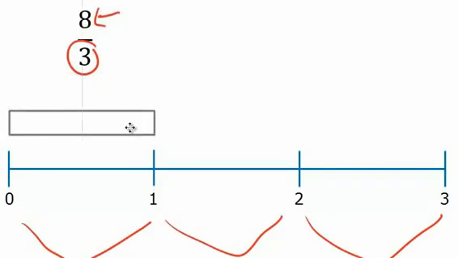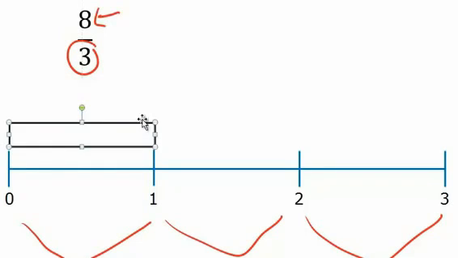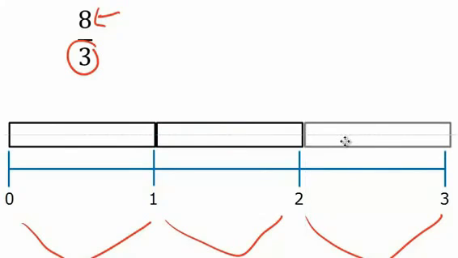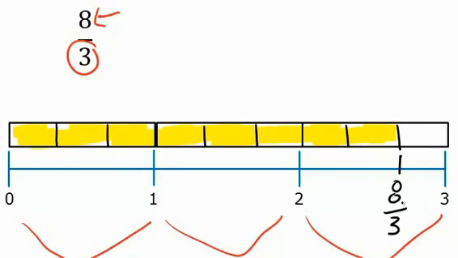Using rectangles just like before, I can split them over each hole into third-sized pieces and count over 8 until I get to 8/3. So in the first hole, I need 3 pieces. In the second hole, I need 3 pieces. And in the third hole, I need 3 pieces. And again, because my numerator is 8, I want to count over 8. And where my shading ends is the location of 8/3 on my number line.